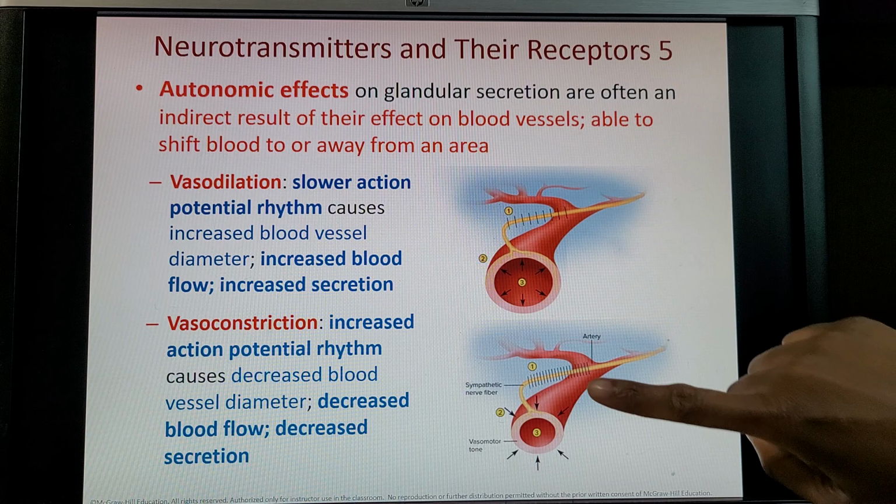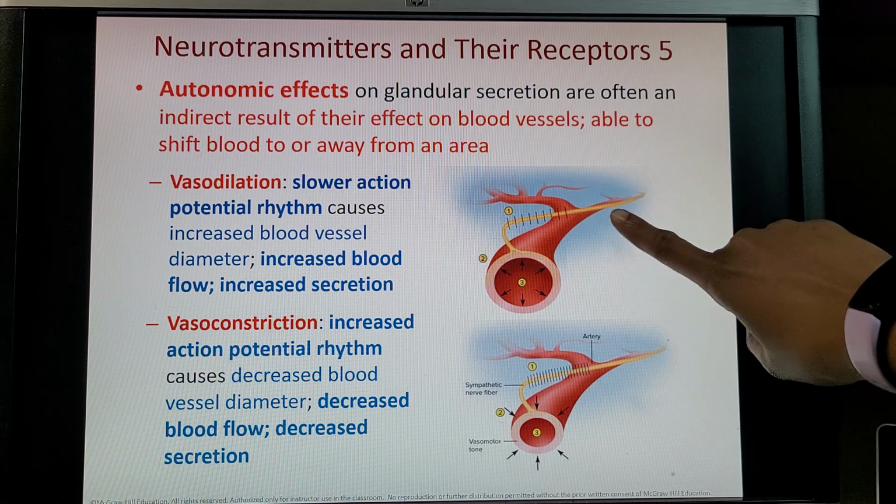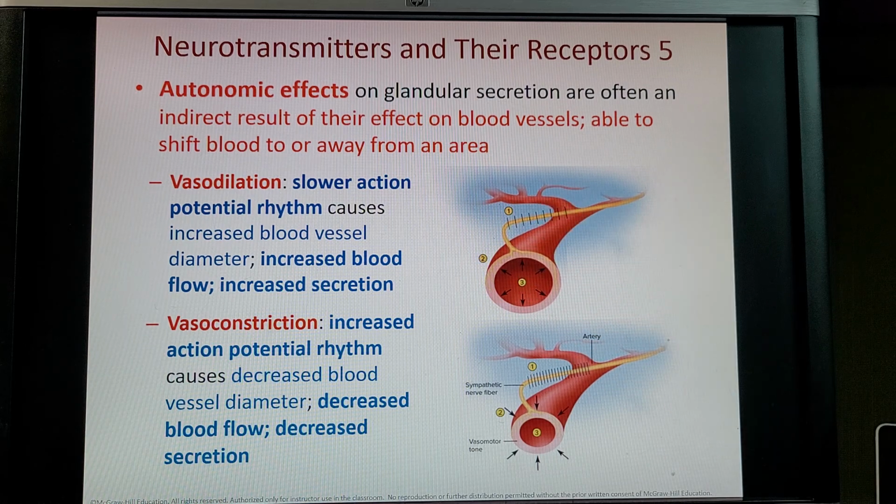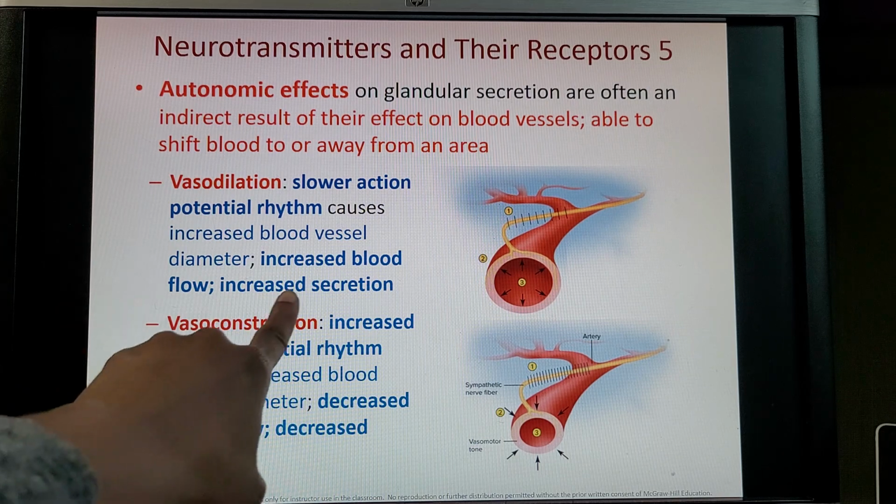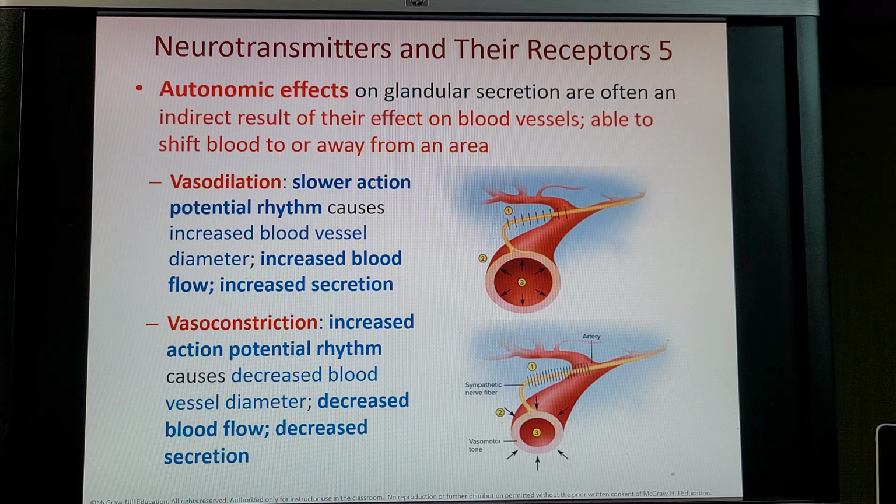On our little yellow nerve, the tick marks are for action potentials. We're able to cause vasodilation by decreasing the number of action potentials, decreasing the frequency of them. That slower frequency tells our blood vessels to dilate. This also can cause increased secretion into a gland, for example, the adrenal glands.